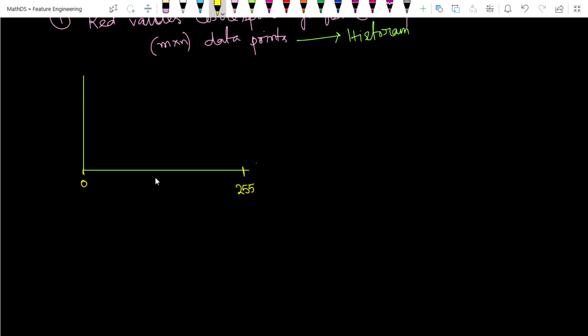Now we have to find the frequency of the red color on this range. Suppose we have got some picture like this.